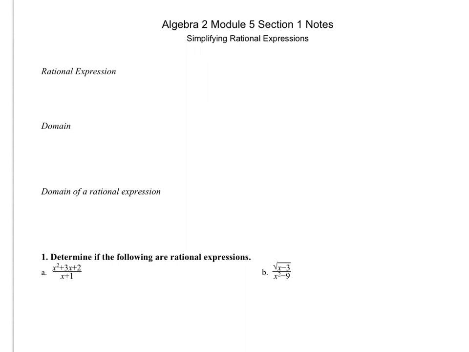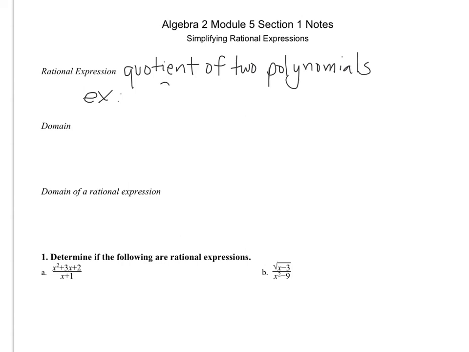Alright, we're going to look at Module 5, Section 1, which is our first section on rational expressions. Now, a rational expression simply is a quotient of two polynomials. Now, polynomials, if you remember, are our powers and variables all put together, and a quotient is a fraction of the two. So, an example of a rational expression would be if I take a polynomial, say 2x plus 1, and I put that on top of x squared minus 4. So that would be a rational expression.